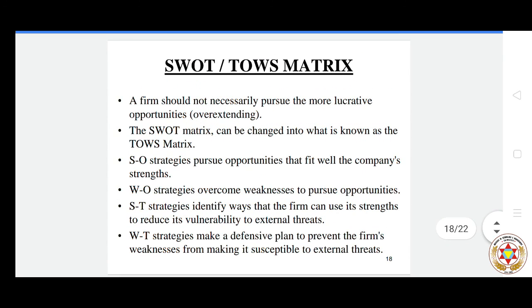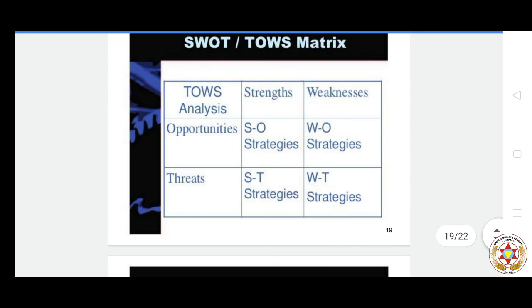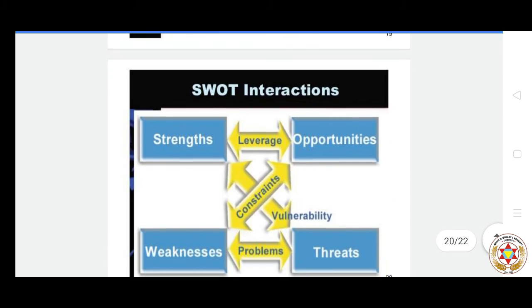The SWOT, or the TOWS matrix, says that a firm does not necessarily have to pursue the more lucrative opportunities. Rather, it may have a better chance at developing a competitive advantage by identifying a fit between the firm's strengths and upcoming opportunities. So basically, the SWOT matrix can be changed into what is known as the TOWS matrix. That is the SO strategy, the WO strategy, the ST strategy, and the WT strategy.